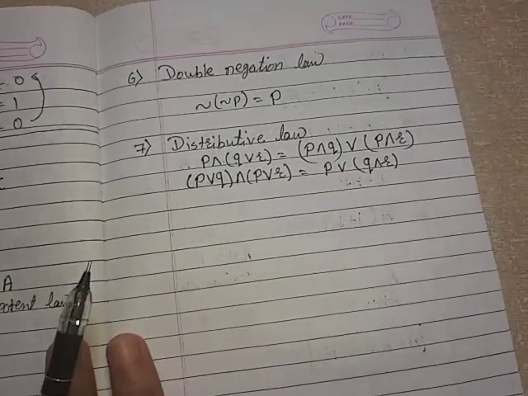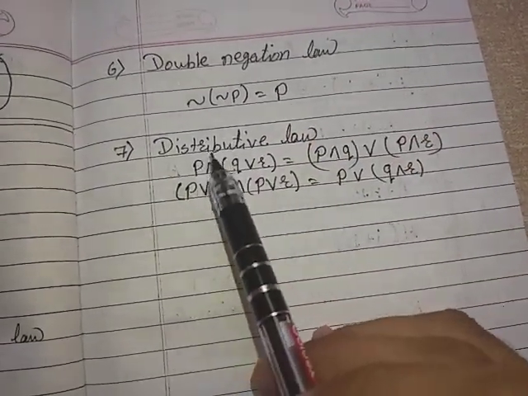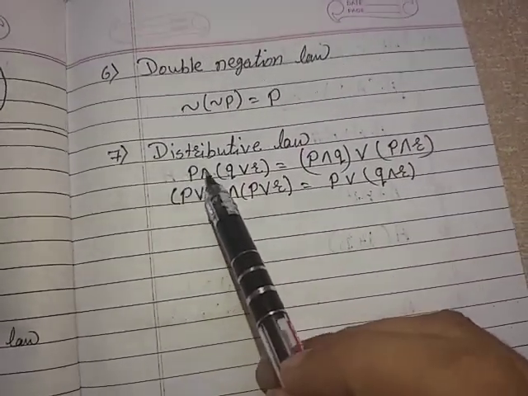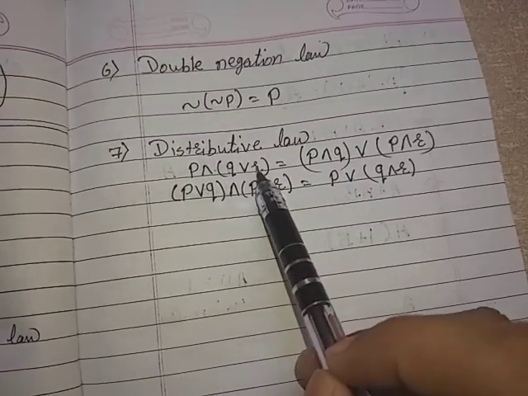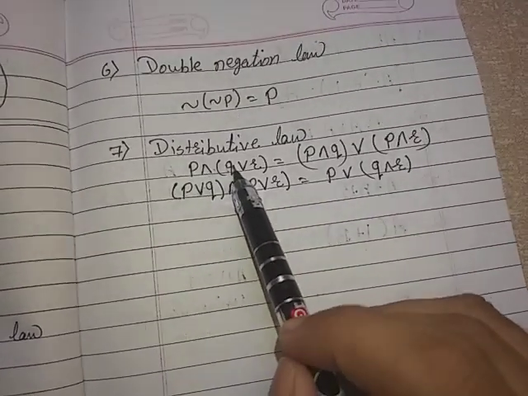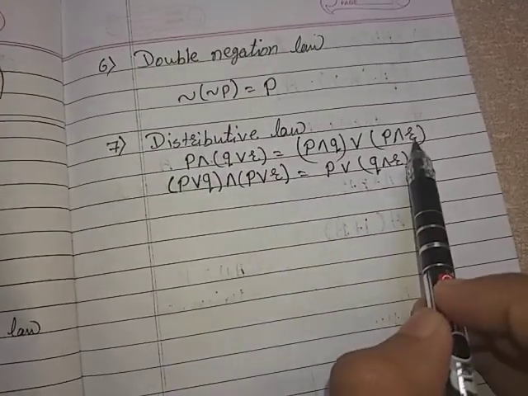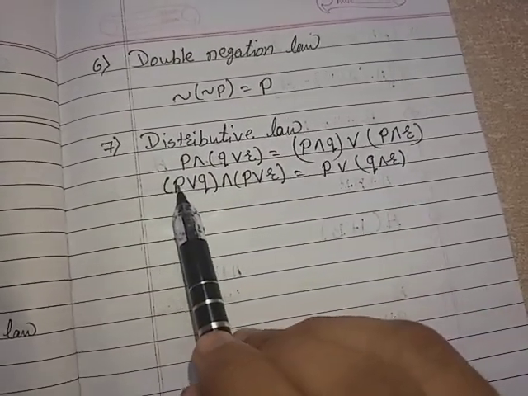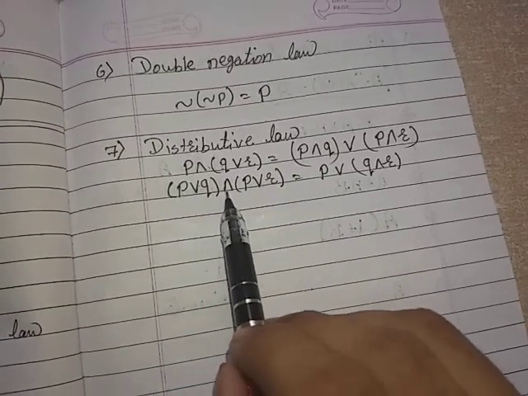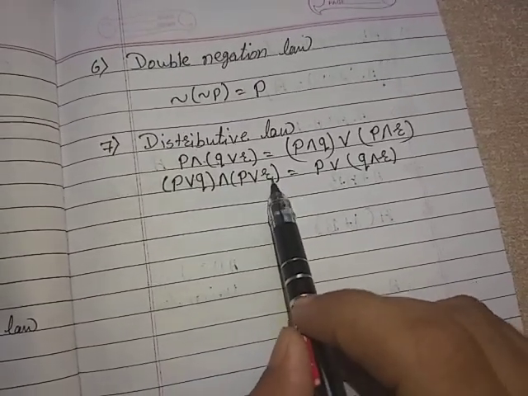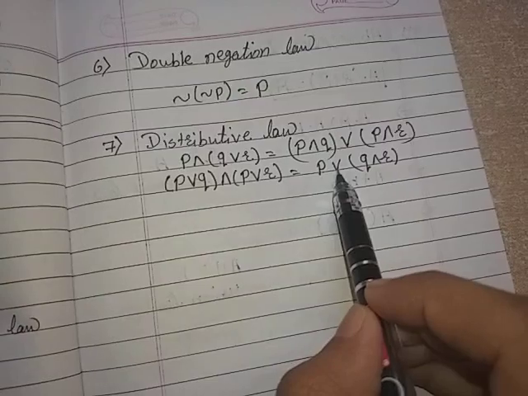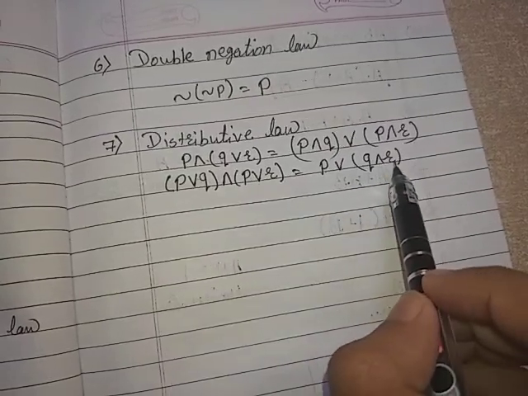This law is available in the mathematical logic as well, written as P conjunction (Q disjunction R) is equal to (P conjunction Q) disjunction (P conjunction R). The second law, P disjunction (Q conjunction R) is equal to (P disjunction Q) conjunction (P disjunction R).